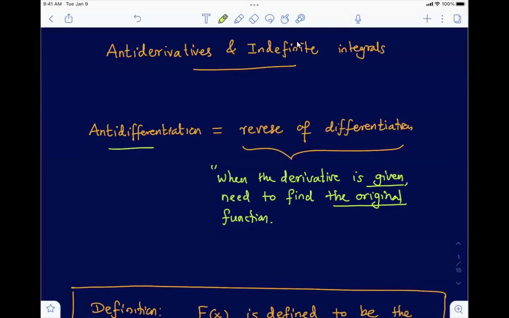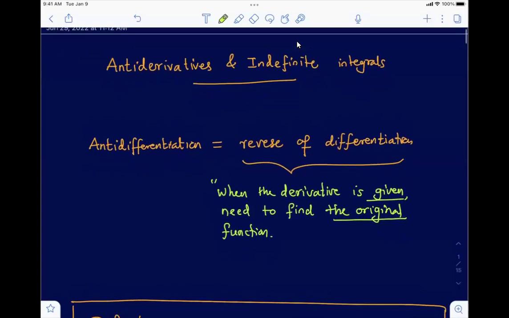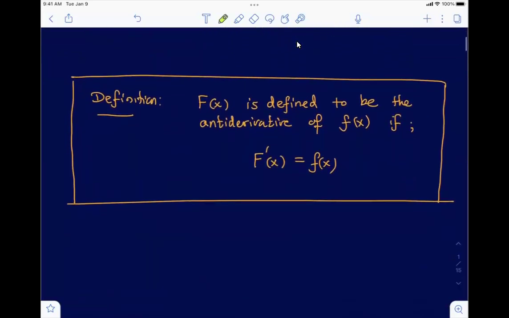So what is antidifferentiation? It is the reverse process of differentiation, in other words. What do we mean by the reverse process of differentiation? Simply think about it: if the derivative is already given, we need to find the original function where it is coming from. We need to find which origin gave us that derivative. So, in other words, precisely in mathematical form.